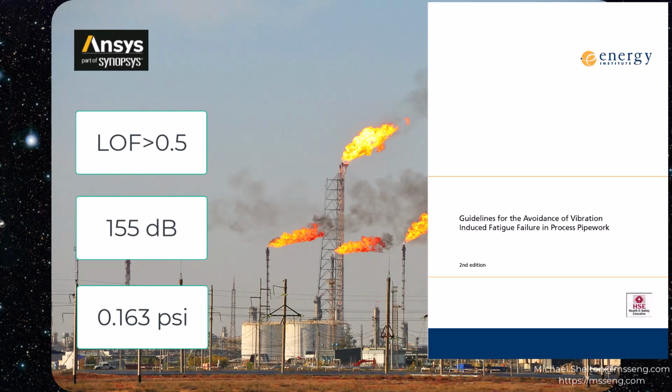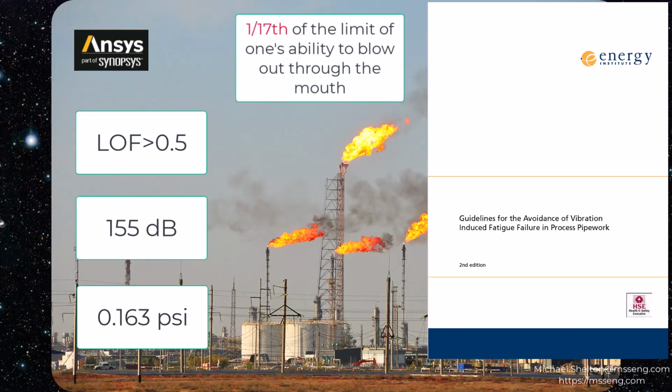So, looking back, we can see that 1/17 of what a human can blow can cause failure in a piping relief system, a serious situation.